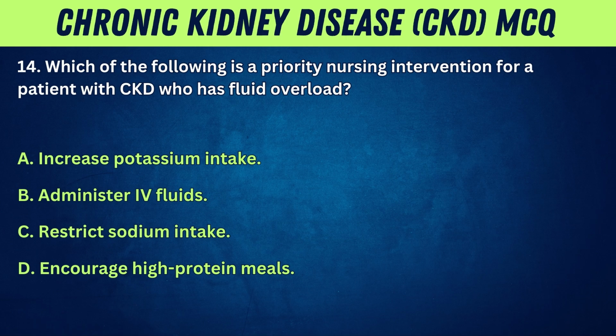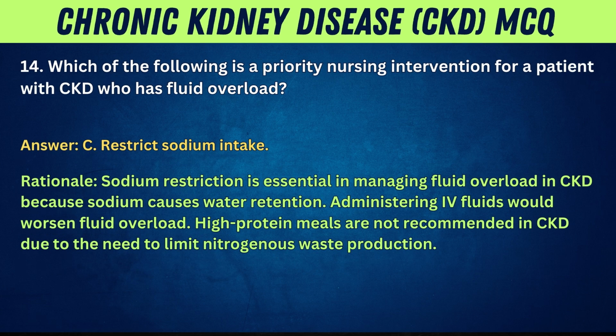14. Which of the following is a priority nursing intervention for a patient with CKD who has fluid overload? A. Increase potassium intake. B. Administer IV fluids. C. Restrict sodium intake. D. Encourage high-protein meals. Answer: C.